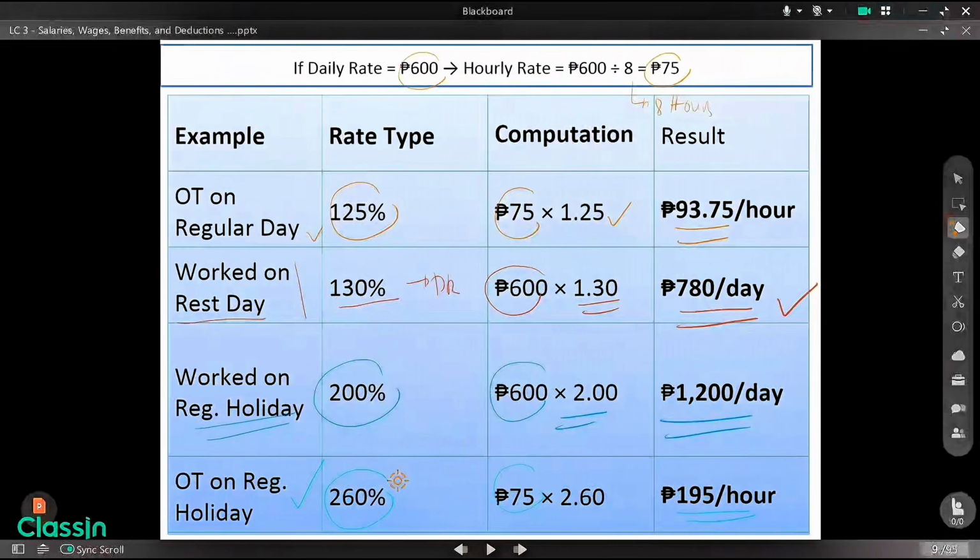Again, we have 260% here because during a regular holiday, you will have a double pay, so it means 200%. And since you have an OT during the holiday, meaning it will be 130%. So if we are going to multiply that, we will have 260%. Okay, I hope you got my point.